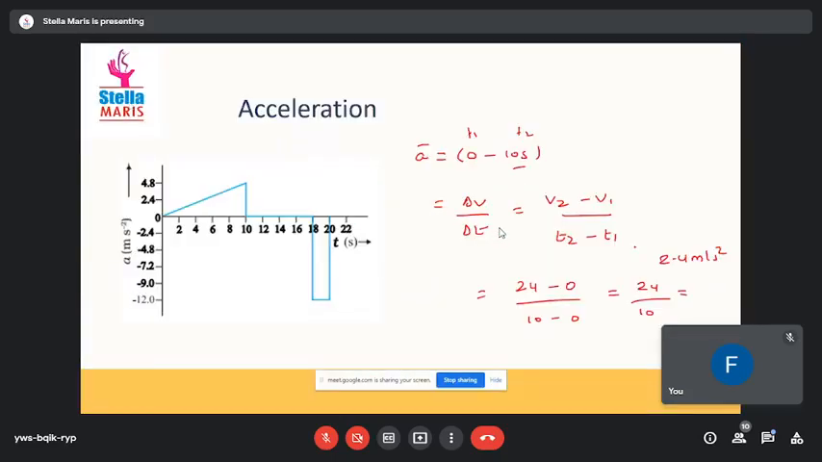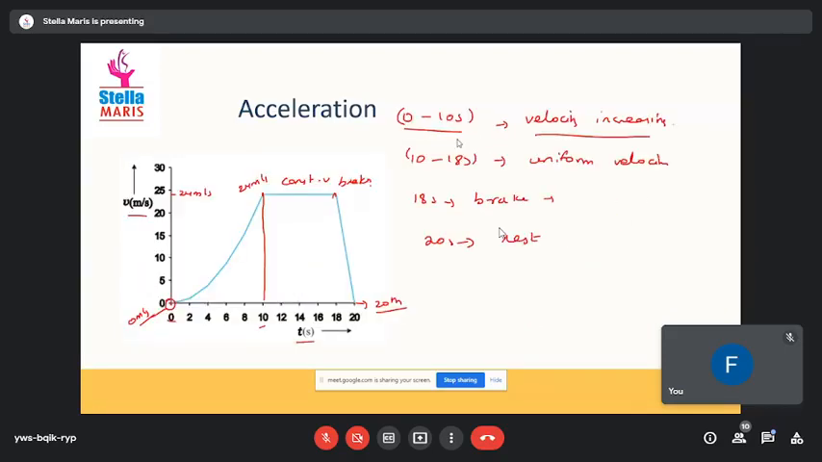So it is 2.4 meter per second squared. Okay, that is the average acceleration. So what about the other, this one, 10 to 18 seconds? What is the acceleration there?